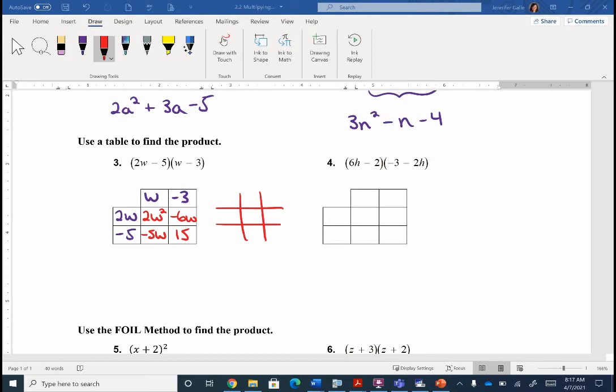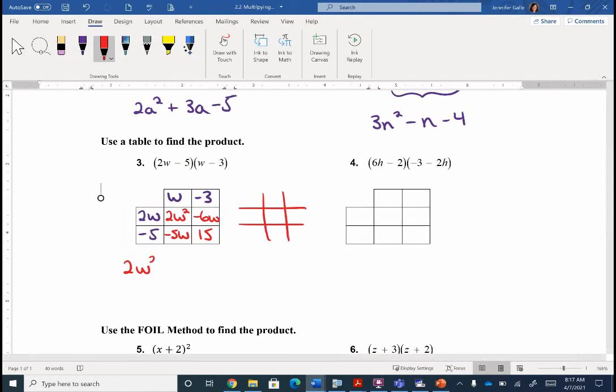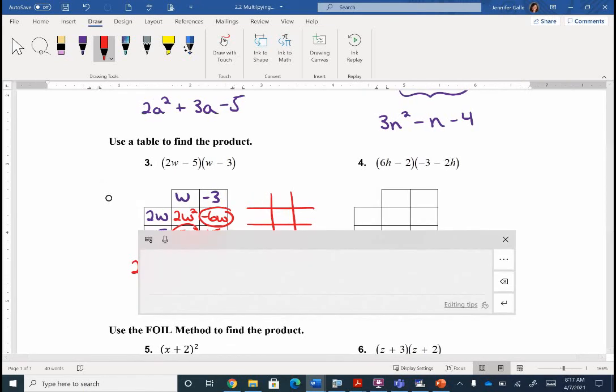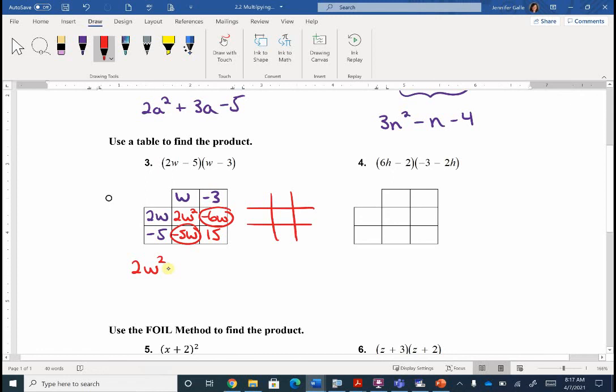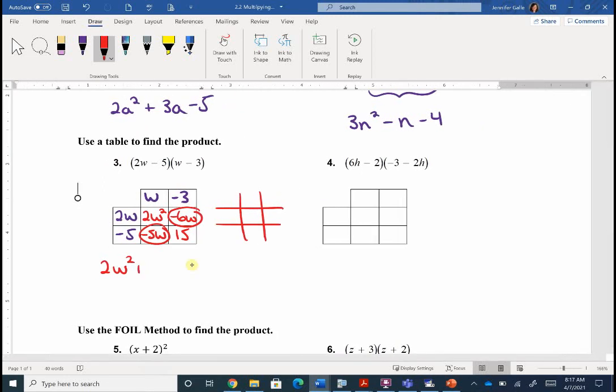We put together our like terms. So I have a 2w squared. I don't have any other squareds. And then I have a negative 5w and a negative 6w. So I have a negative 11w, and then I just have a plus 15. So make sure you do that to finish up number 3.